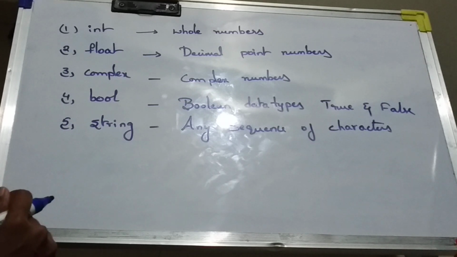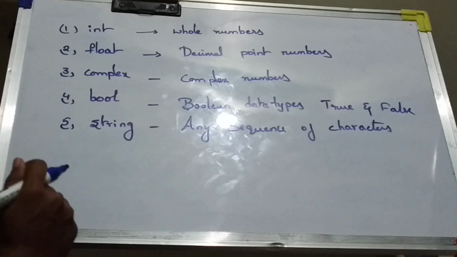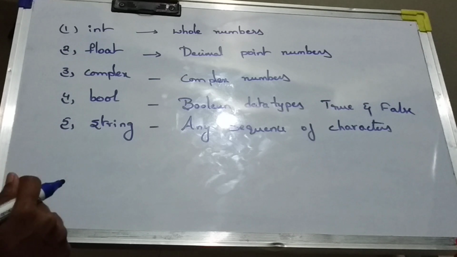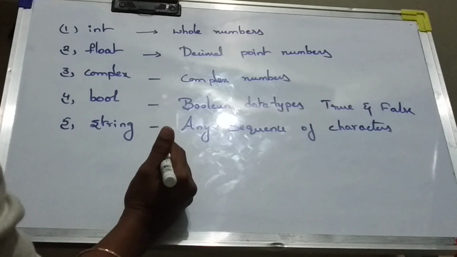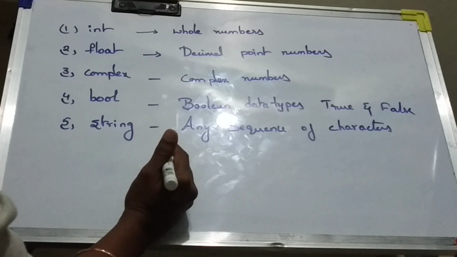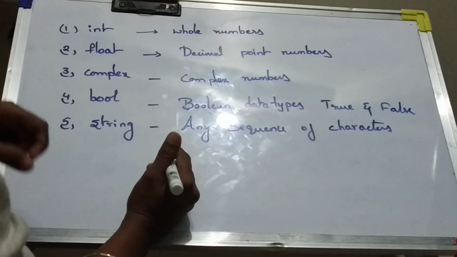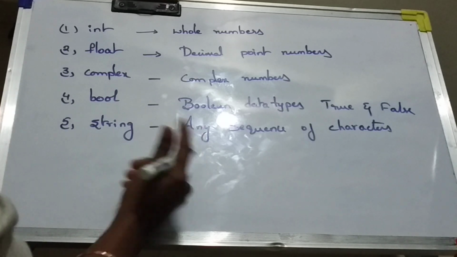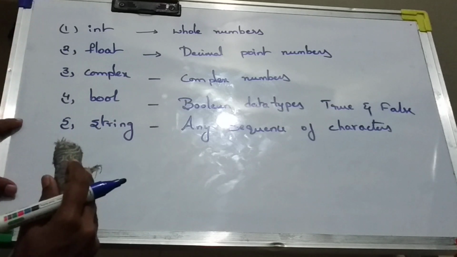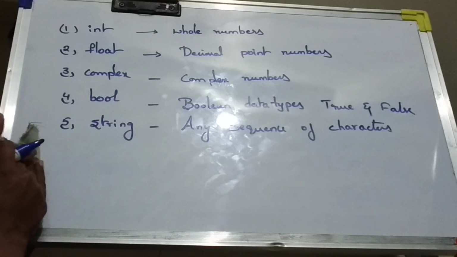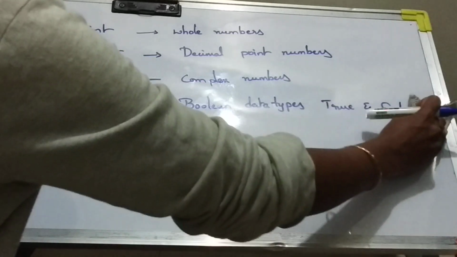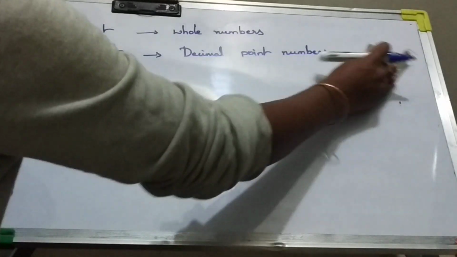Strings are of four types. First, single quotation or double quotation string. Next is escape characters in a string, third is a raw string, and fourth is a multi-line string with triple single quotes or double quotes. These five data types are already completed. Today we will discuss list and tuple data types.